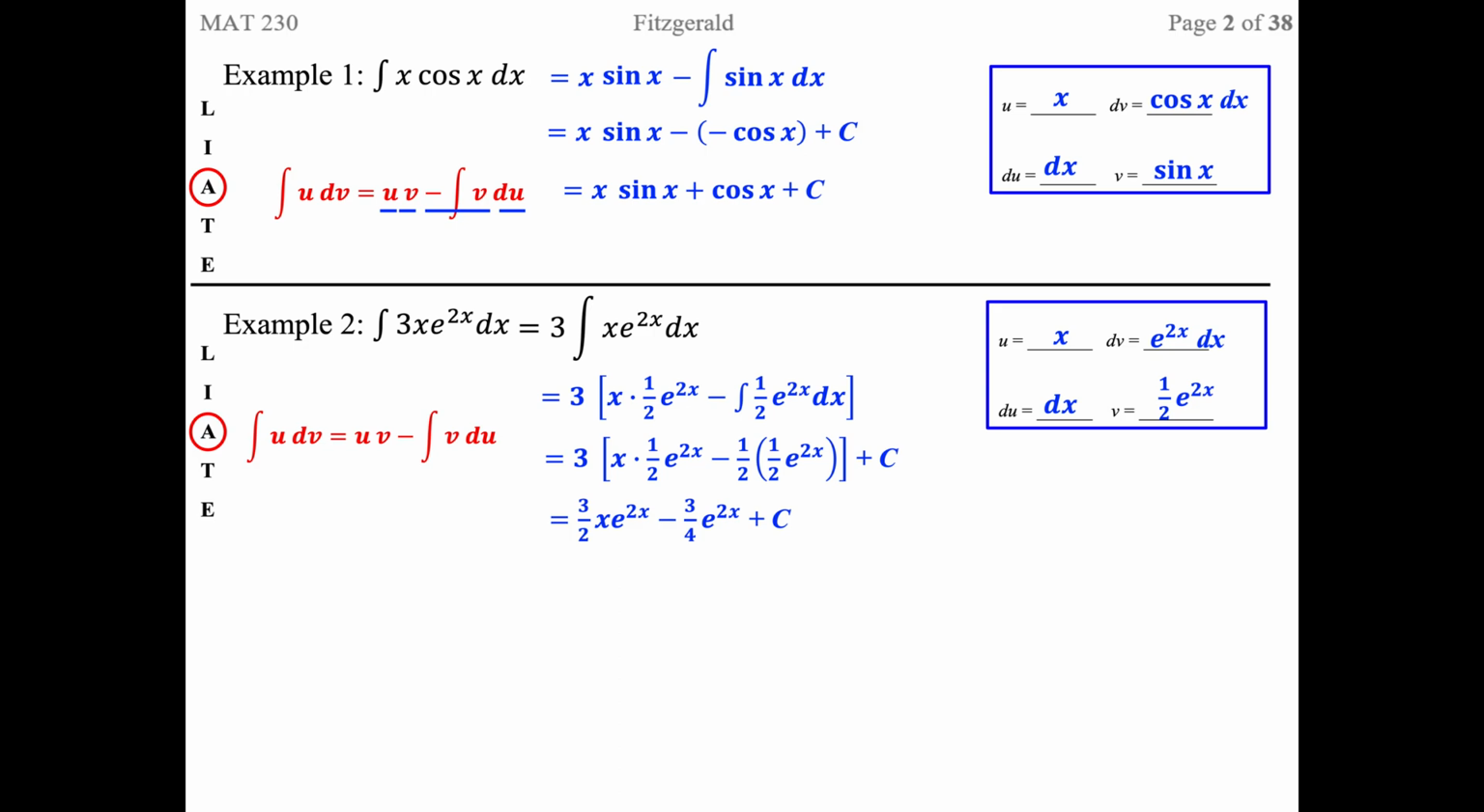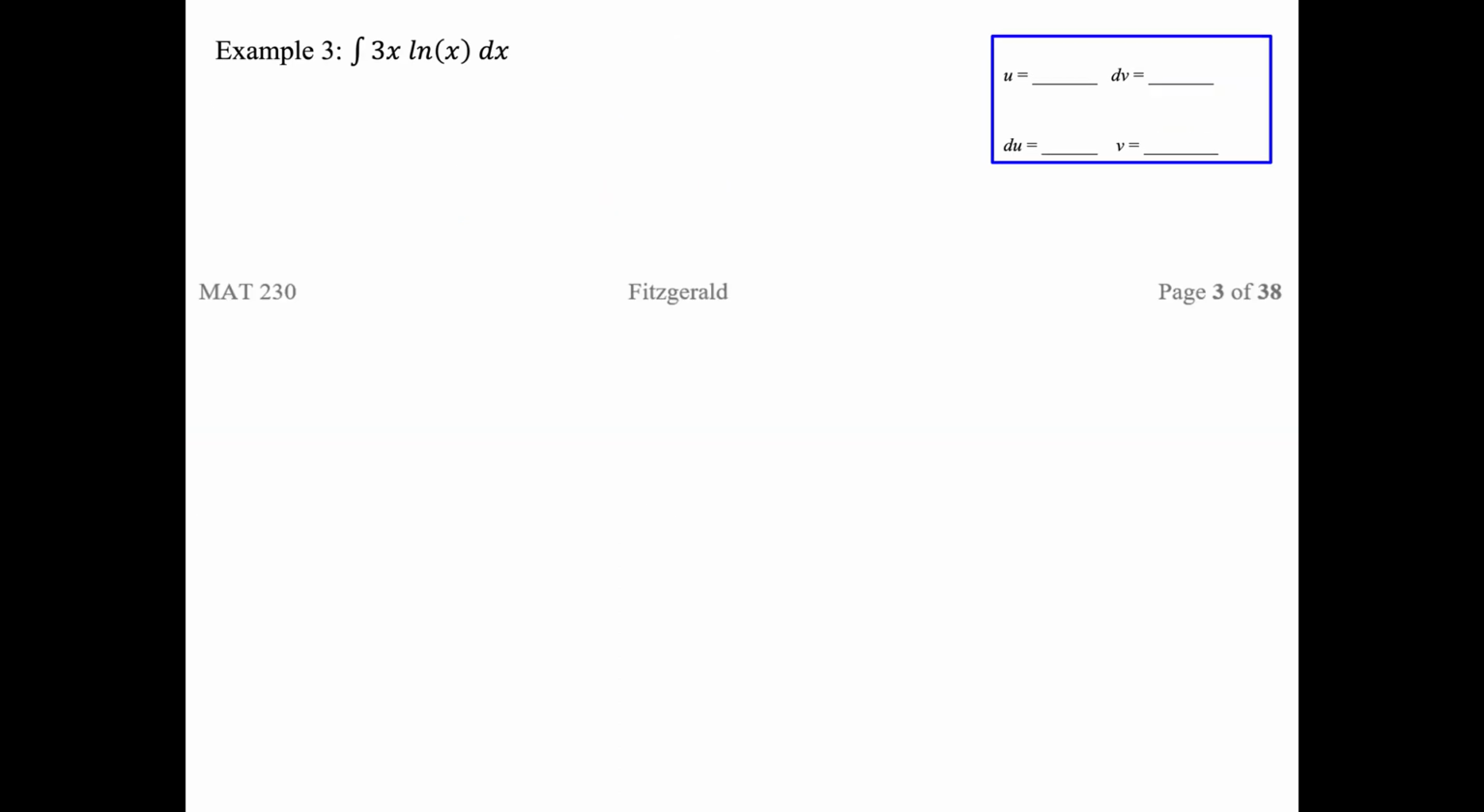All right. Example 3. Here we have, again, 3x times the natural log of x dx. Let's set this up. I see a natural log, a logarithm right here. So that's going to be my u.